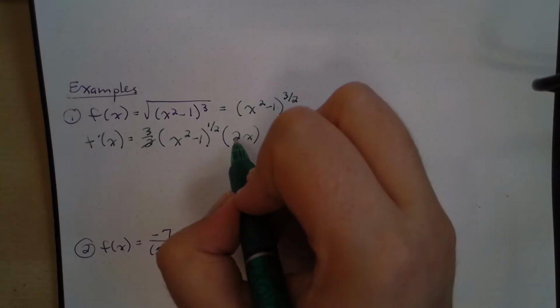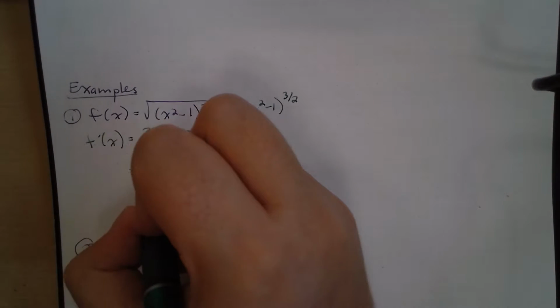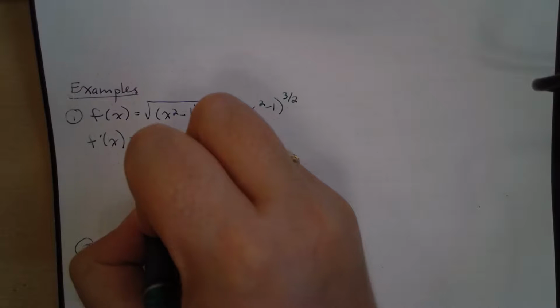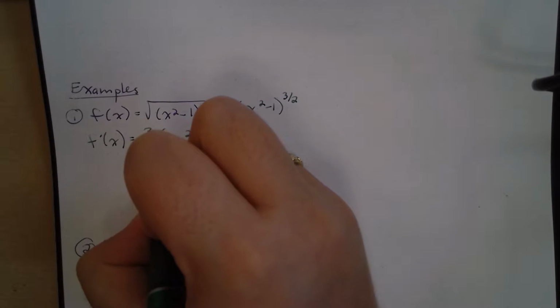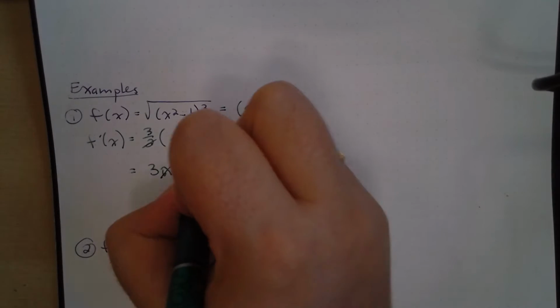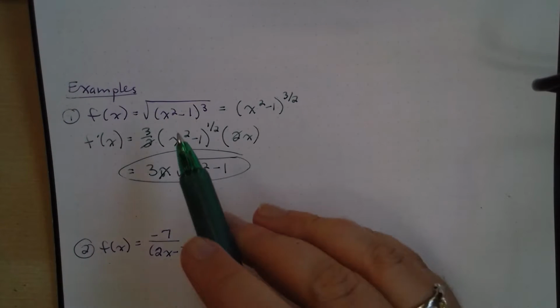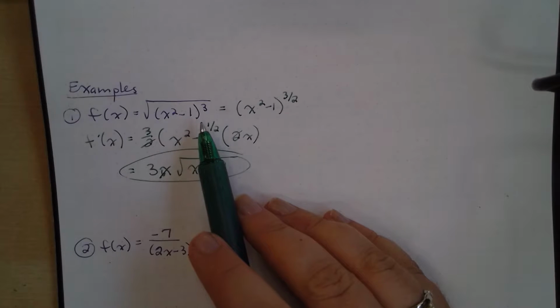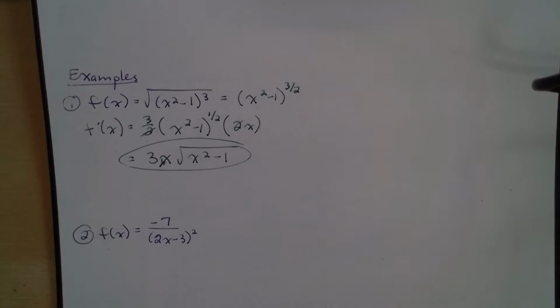So now I'm going to simplify a little bit. These 2's are going to cancel. So my derivative is just going to be 3x, don't forget my x there, 3x times the square root of x squared minus 1. Much more simple than actually expanding this out and then taking the square root of everything. That would take quite a long time. So let's do another example.